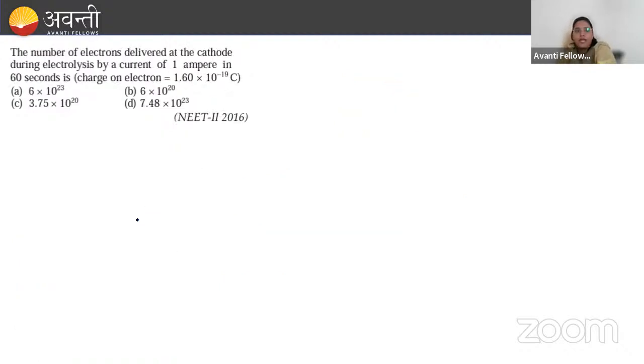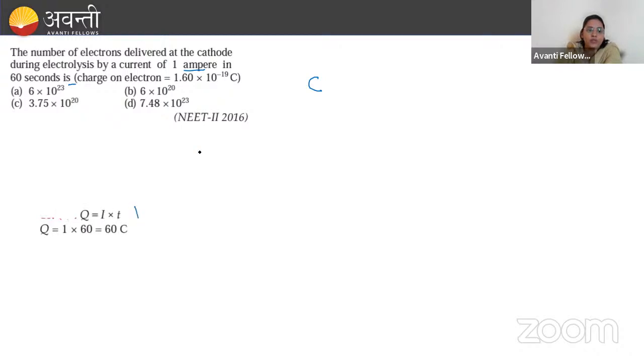Okay, next problem. The number of electrons delivered at cathode during electrolysis when 1 ampere current is passed in 60 seconds. So how many electrons are going to be displaced or delivered at the cathode during the electrolysis process?